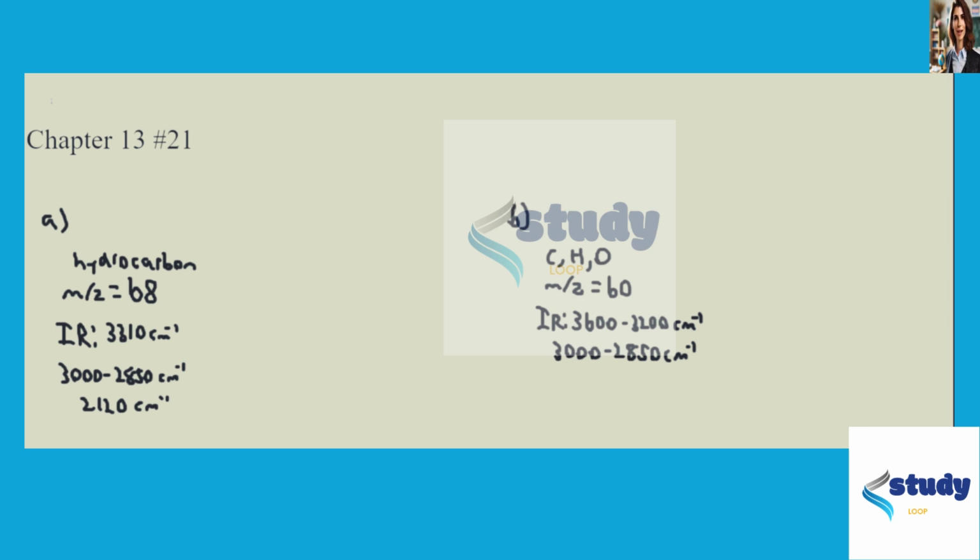This is the answer to Chapter 13, problem number 21 from the Smith Organic Chemistry textbook. In this problem, we're given two sets of information about molecules, and we're asked to determine a structure for each of these molecules based on the information that we've been given.